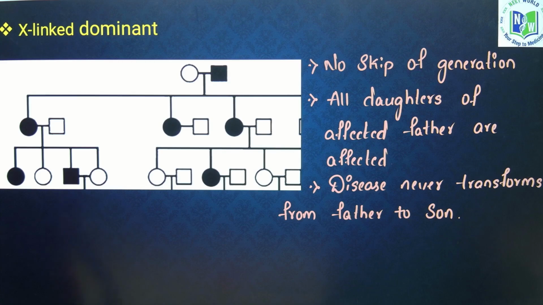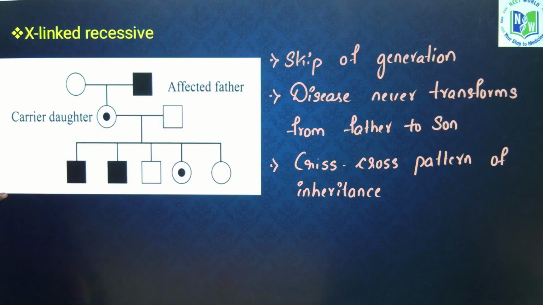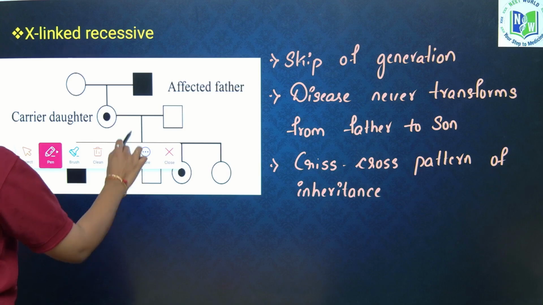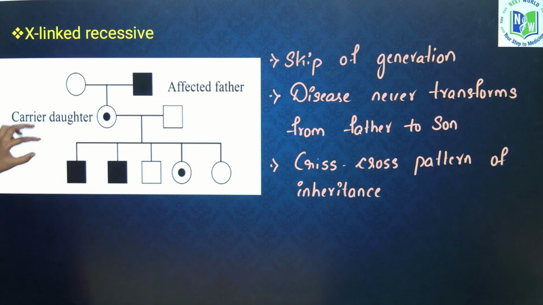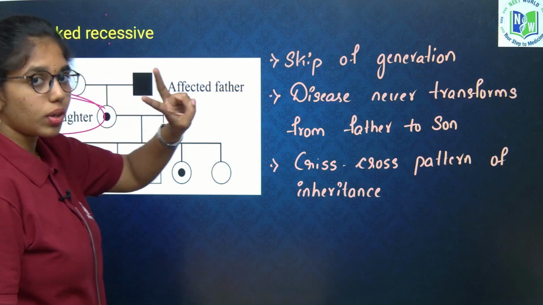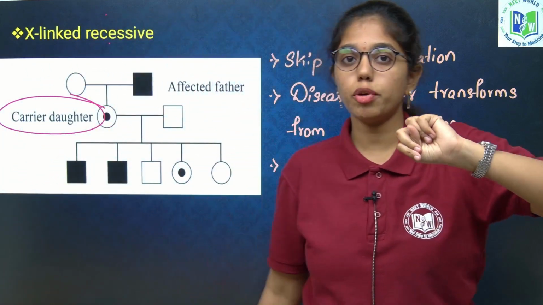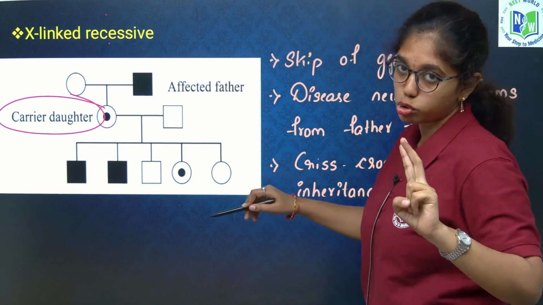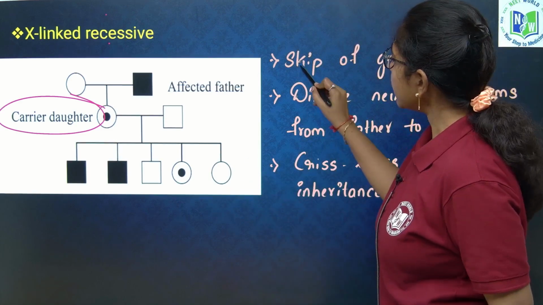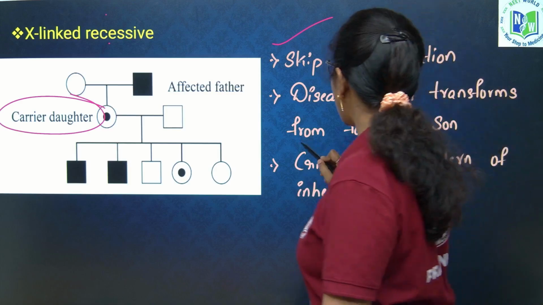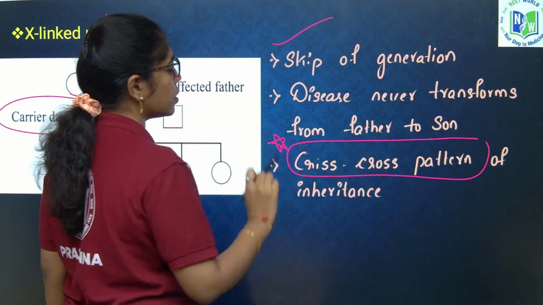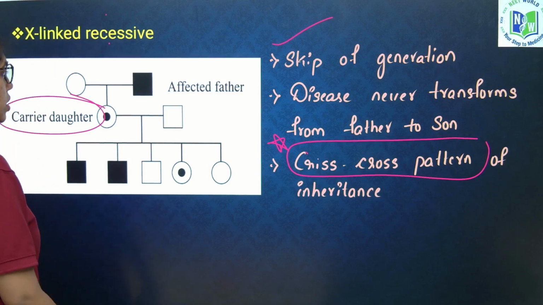Next, X-linked recessive disease. Definitely skip of generation will be there. Here comes the concept of carrier daughter. X-linked recessive diseases I mentioned are color blindness and hemophilia. Many a time questions are asked in NEET with respect to those two diseases. Do remember, here skip of generation is seen and criss-cross pattern of inheritance. You have to remember this with respect to X-linked recessive disease.